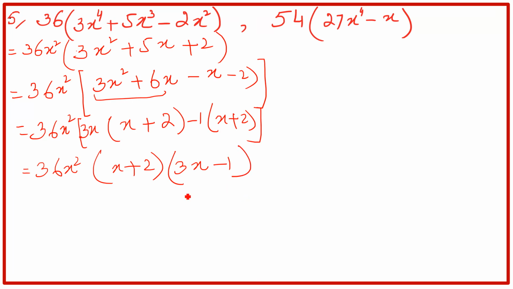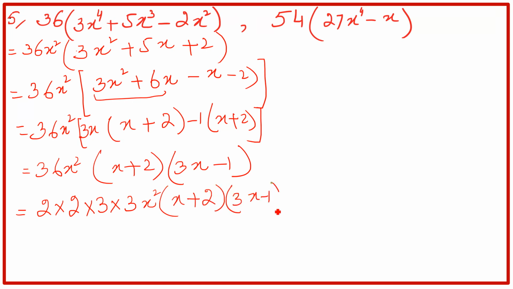Okay, so how can we write down 36 in the form of factorization? It will be 2 multiplied by 2, 2 2 times 4, 4 3 times 12, 12 3 times 36, and this x square will remain the same. Then we have x plus 2 multiplied by x minus 1. This is the factorization of this part.